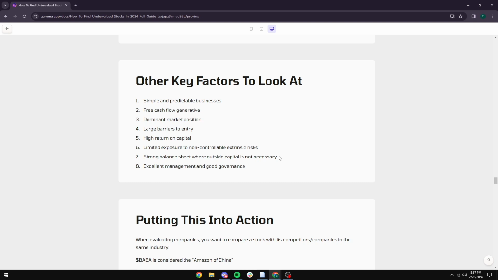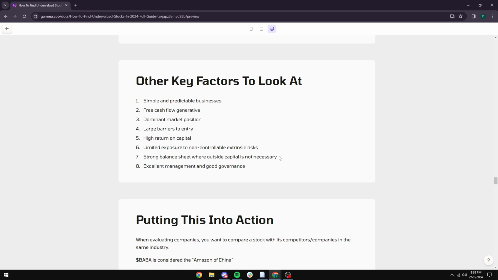Number 5, high return on capital. You want a company that is using their capital appropriately and able to generate massive amounts of profit. Number 6, limited exposure to non-controllable extrinsic risks. What do I mean by this? I'm talking about companies like your commodities or oil and gas, where they're subject to a lot of government subsidies and a lot of government interference that can ultimately impact the stock price.